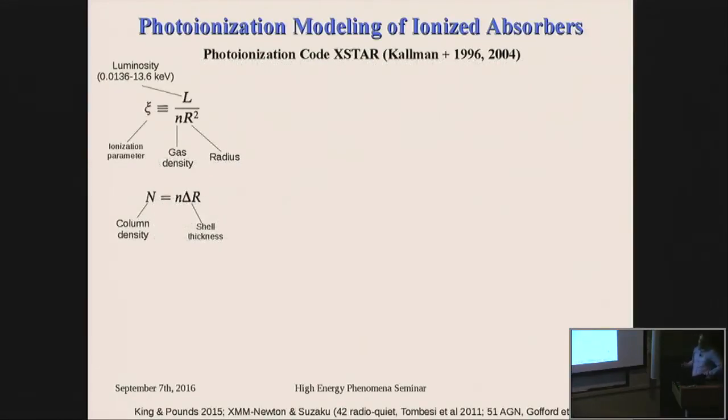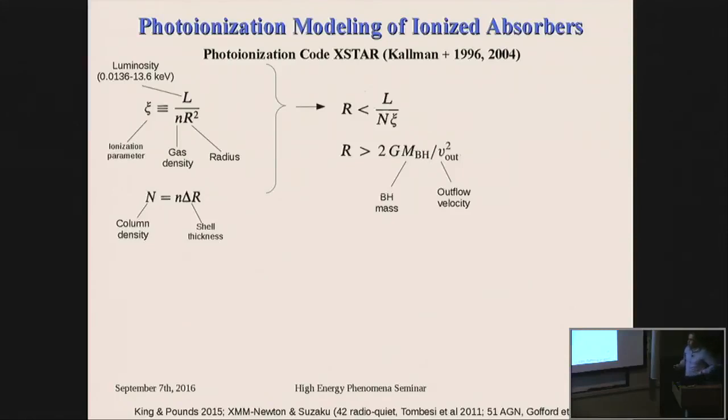The fundamental parameters in photoionization modeling of the ionized absorber are the ionization parameter and the column density. The ionization parameter is defined by this equation, where L is the ionizing luminosity. Ionizing luminosity in XSTAR is usually defined by the luminosity integrated from 13.6 electron volts to 13.6 keV, R is the distance from the ionizing source, and N is the gas density.